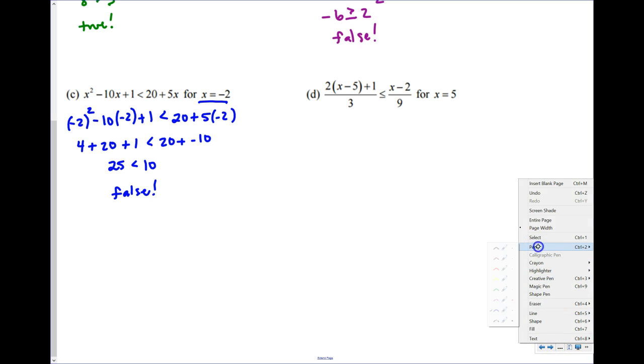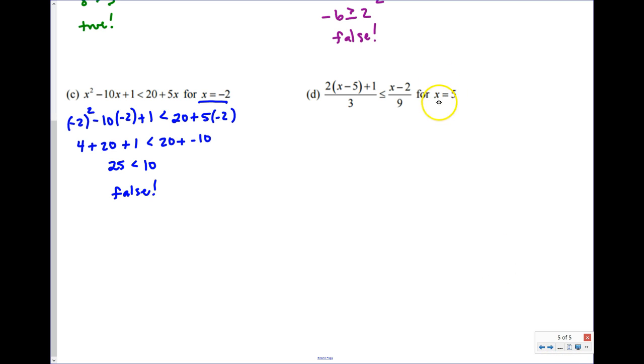And finally, the last one, we're plugging in a 5 into this inequality. So I have 2 times 5 minus 5 plus 1 divided by 3 is less than or equal to 5 minus 2 divided by 9. So wherever I saw x, I just replaced it with a 5. I didn't use parentheses this time because I'm working with a positive number, so I'm a little less afraid of making a sign error. Now I'm going to simplify using PEMDAS.